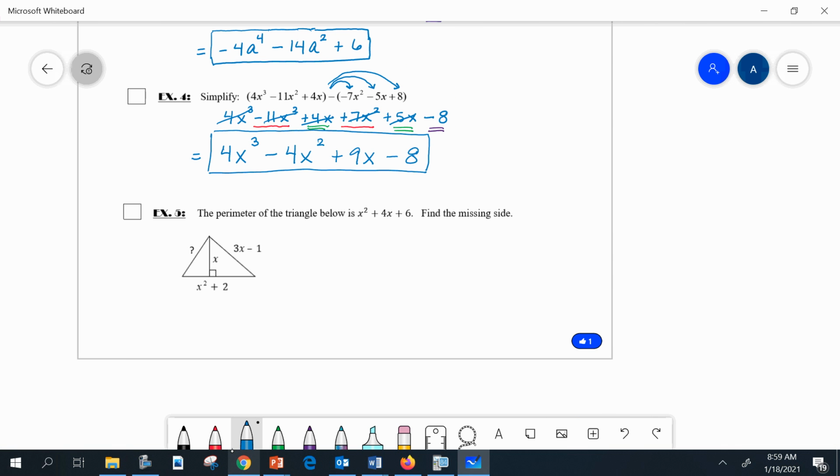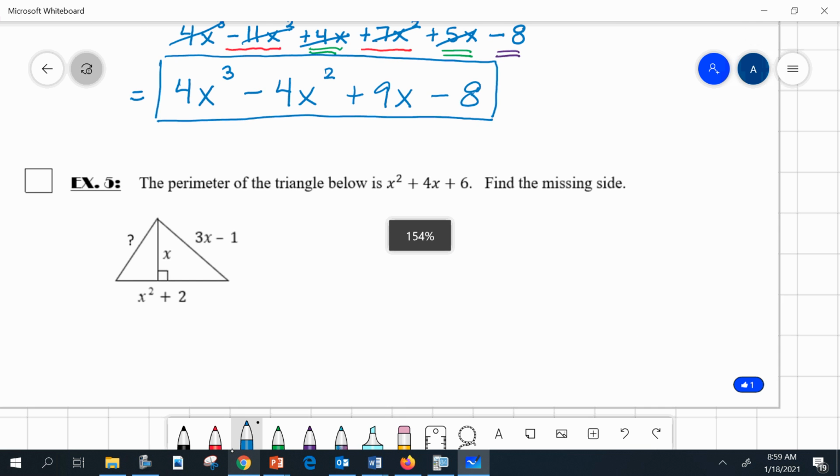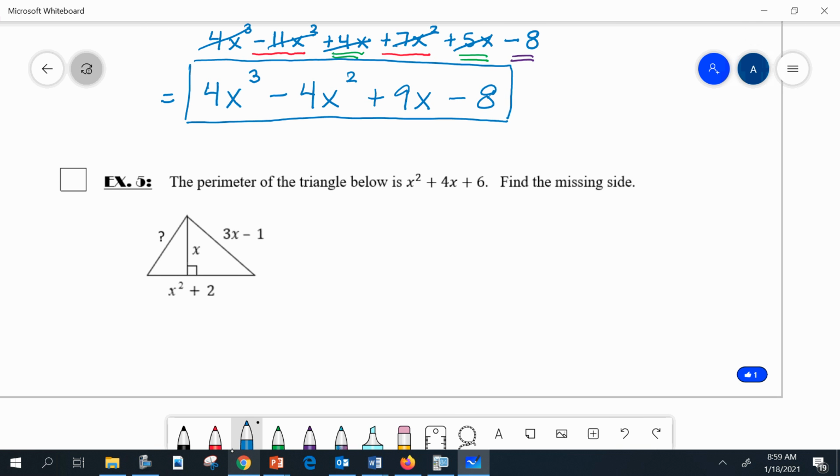All right, so last problem is we're going to see a lot of perimeter problems because perimeter is just the sum of all the sides. So it's a way to apply what we're learning about adding polynomials in just kind of a different setting. But this is going to be a little bit different, okay? So basically, I'm giving you that the perimeter is going to be x squared plus 4x plus 6.